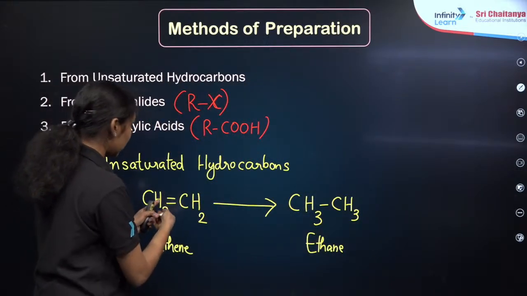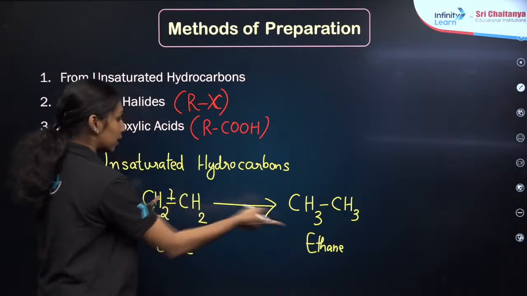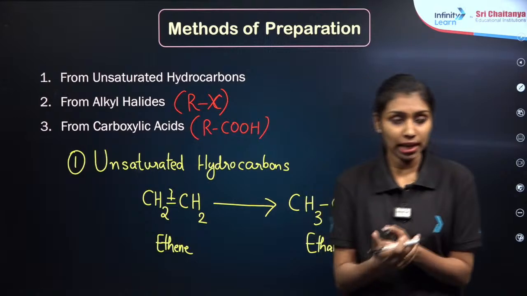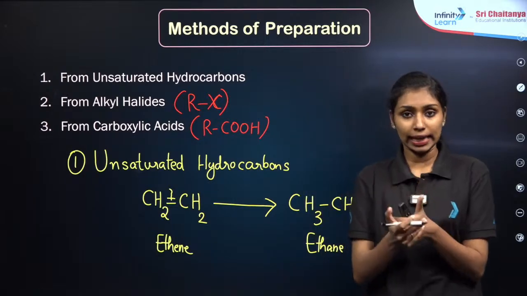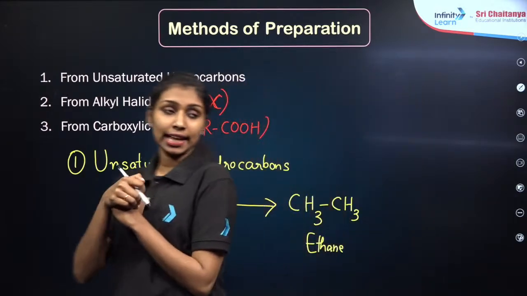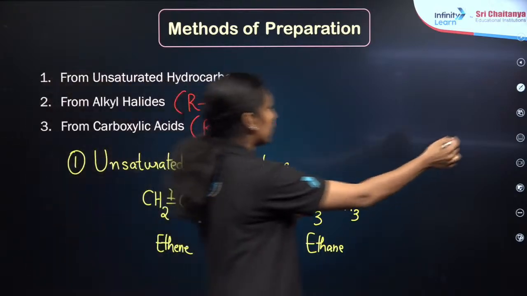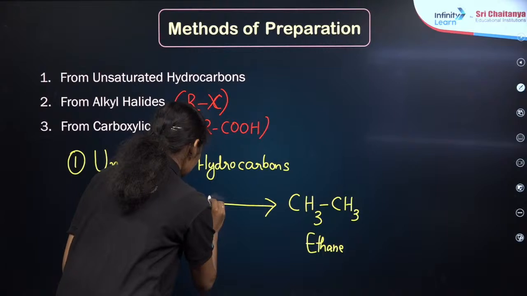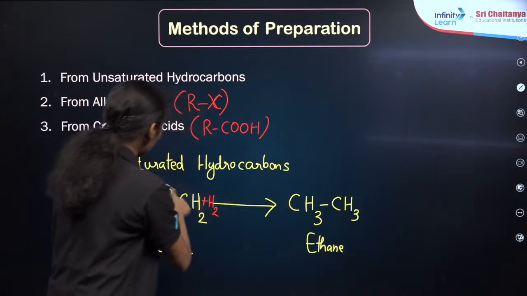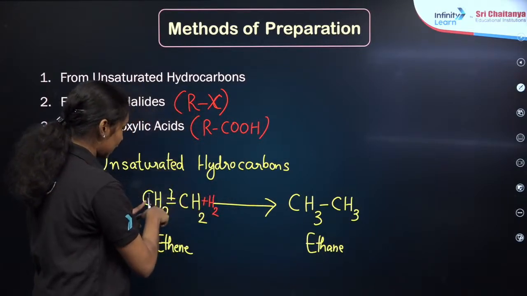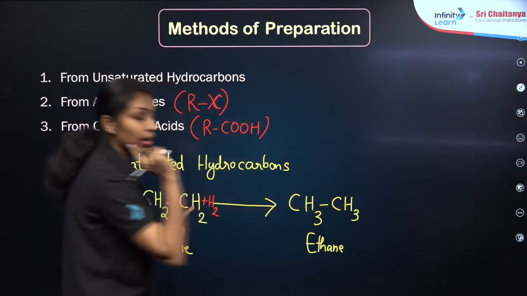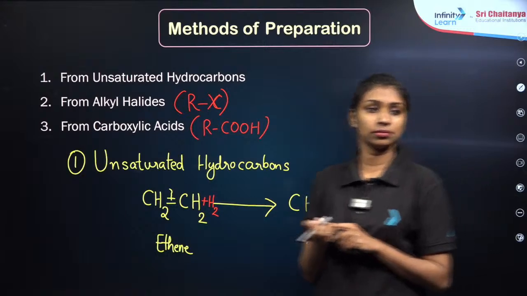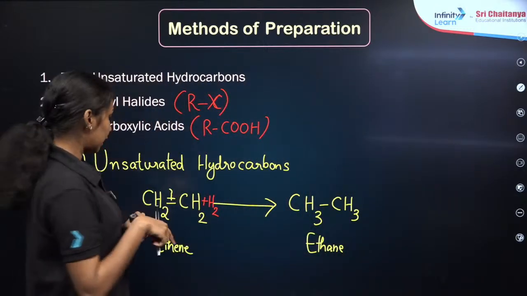Here there will be a double bond, right? One of the double bonds is breaking, then hydrogen is adding here. So, in order to convert the unsaturated hydrocarbons to the saturated compounds or alkanes, I will be adding hydrogen. So the reagent will be hydrogen. One of the bonds is breaking from here, then two hydrogens are adding here, so it will form CH3-CH3, ethane, an alkane.